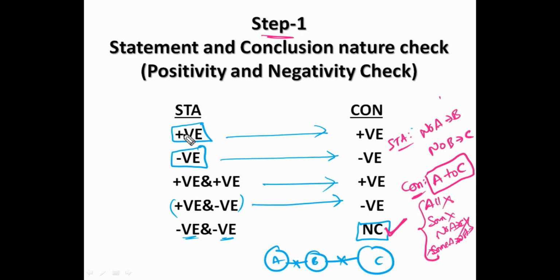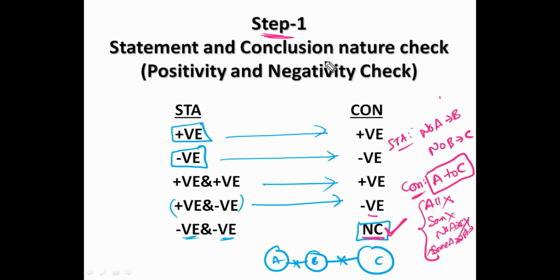So positive statements lead to a positive conclusion, and negative statements lead to a negative conclusion. If we combine two positive statements, the result must be positive. If we combine one positive and one negative statement, the conclusion must be negative. If we combine two negative statements, there will be no conclusion. So this is step one, positivity negativity checking.